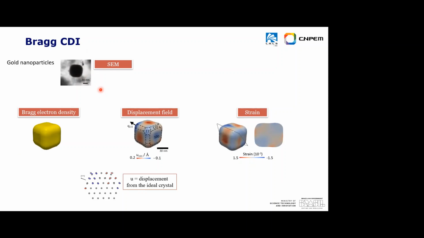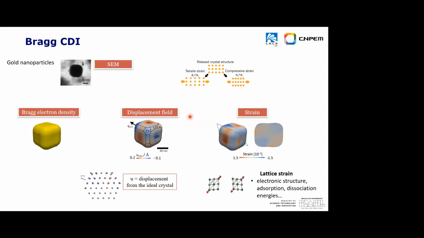Using Bragg CDI, we can obtain three main pieces of information: the morphology, as with other techniques, but also, as we are measuring around a Bragg diffraction, information about the displacement field. The displacement field tells us whether the atoms are displaced from their ideal positions in the crystal. We can also obtain information about the strain of this lattice.